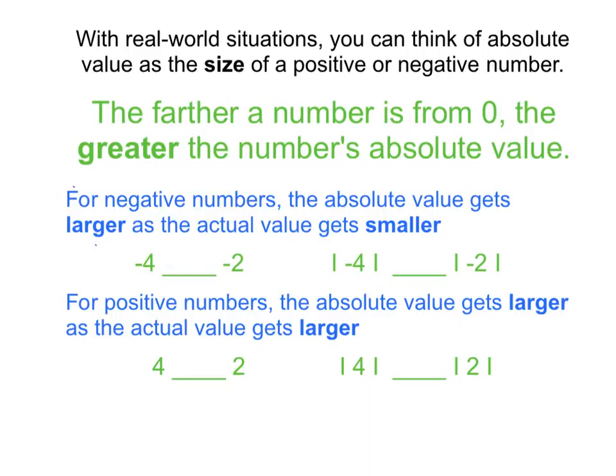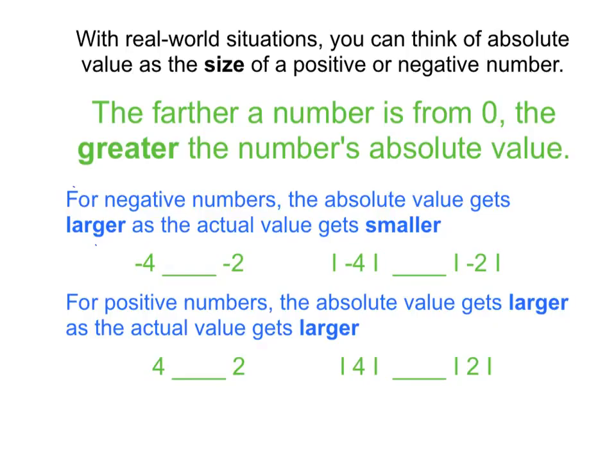Okay, now that you've had some time to practice just finding absolute value, we're going to get to the tricky one, where we start to compare things with absolute value. Just a reminder, with real-world situations, you can think of absolute value as the size of a positive or a negative number. So as we start to compare the absolute values of two numbers, remember that absolute value is the distance something is from 0.